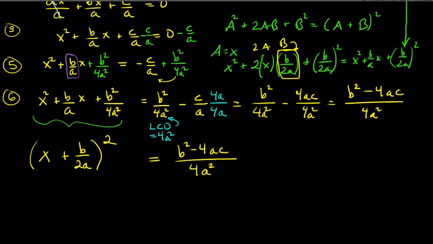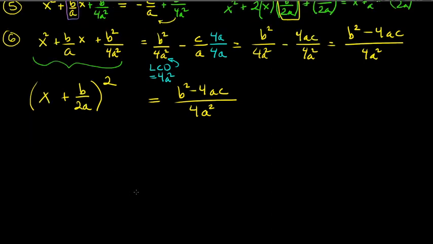All right. Well, there we go. We factored this as a perfect square trinomial. Here it is again. Let me just clean it up a little bit. This is x plus b over 2a, which is just some number, the whole thing squared. And then on the right, we have this number, b squared minus 4ac, all over 4a squared. Okay, so now we're almost done.